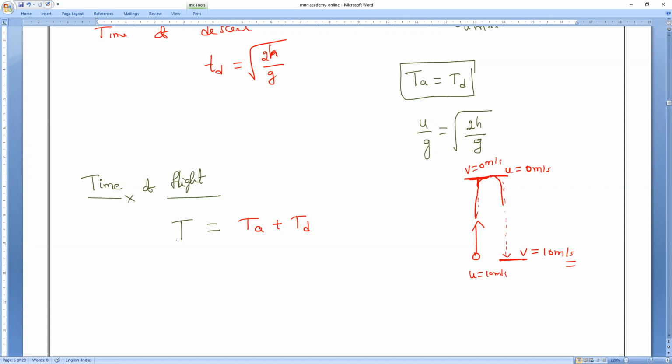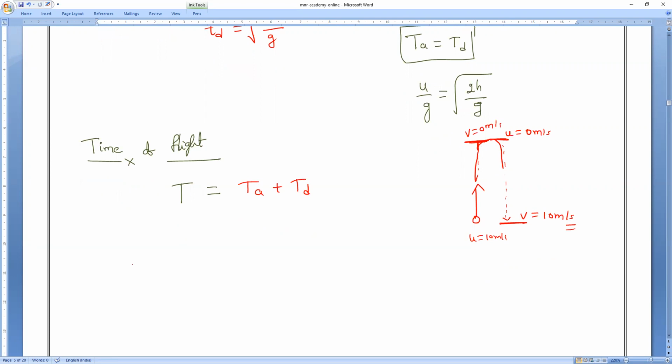Clear? Now, time of flight. Time of flight means total time of ascent plus total time of descent. So if from here to here it takes, for example, 2 seconds, then from there to here it will also take how many seconds, guys? 2 seconds. But we don't know the values, so we have to find the formula. How to find a formula?